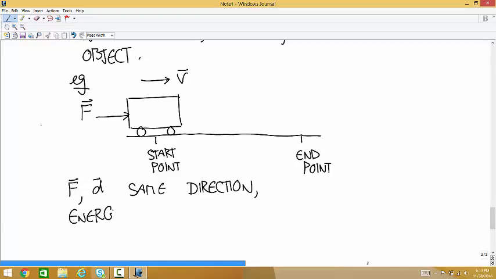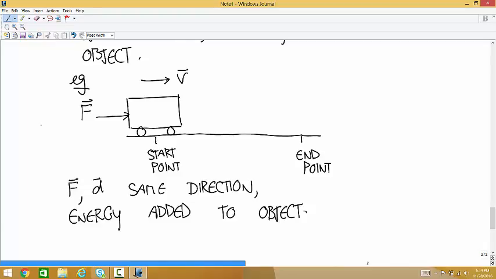Which means energy is added to the object. Does it make sense intuitively? If the object's moving to the right, and you're also applying a force to the right, what this is saying is that the mass of this thing isn't going to change. So the only thing that can change is the speed.